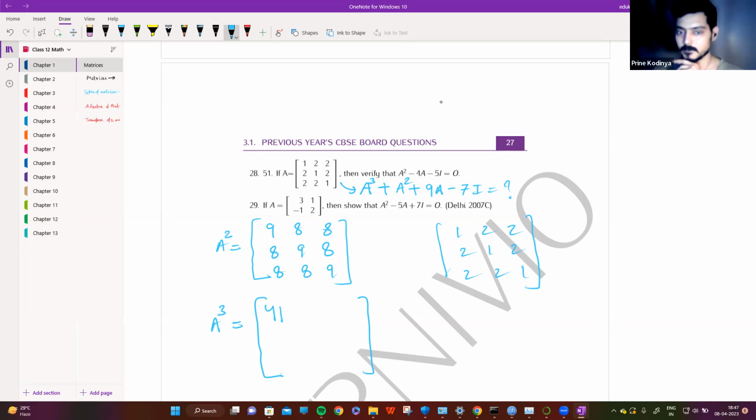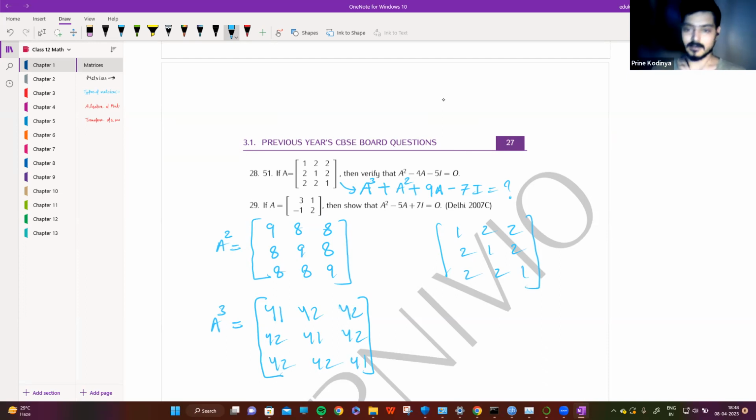Now, can someone tell me the first row of A cube? It's 41. First element is 41. Then, correct. 41, 42, 42. Then it should be 42, 41, 42, and 42, 42, 41. By just simply observing the patterns of A square and A, you can write A cube, because everything is going in the same pattern.